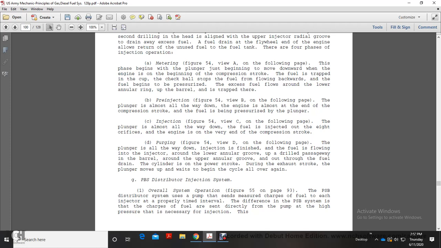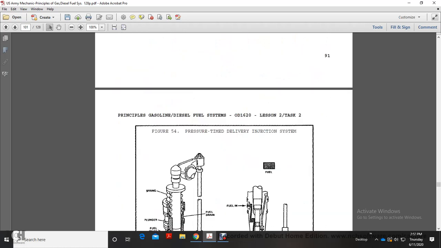The PSB distributor injection system. The overall PSB distributor system pump charges the fuel, sending it to each injector at a properly timed interval. The difference of the PSB system is that it charges the fuel and sends it directly from the pump at the high pressure necessary for injection.